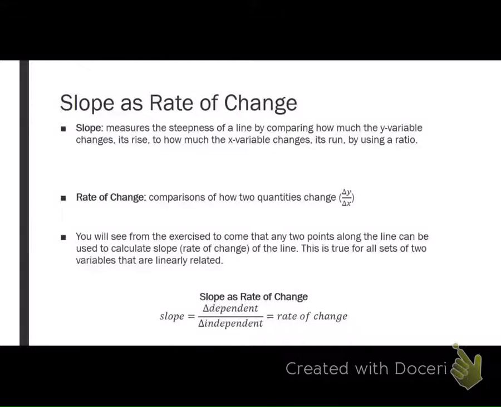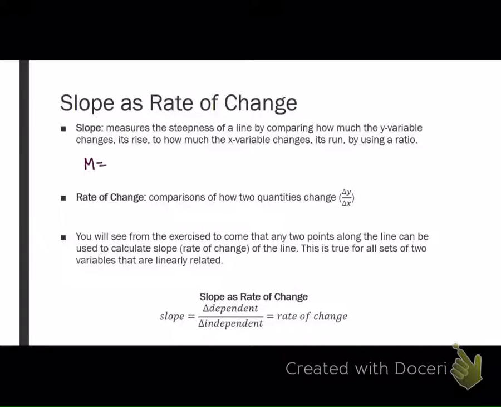So slope measures the steepness of a line, by comparing how much the y variable changes, its rise, to how much the x variable changes, its run, using a ratio. That ratio we learned is m equals change in y over change in x, which is y2 minus y1 over x2 minus x1.